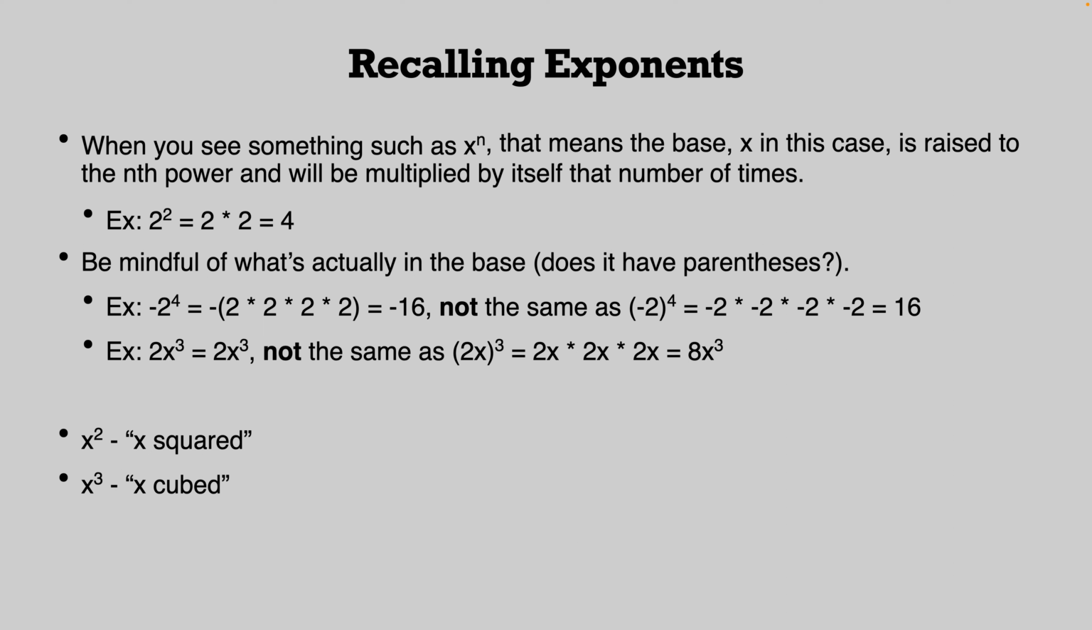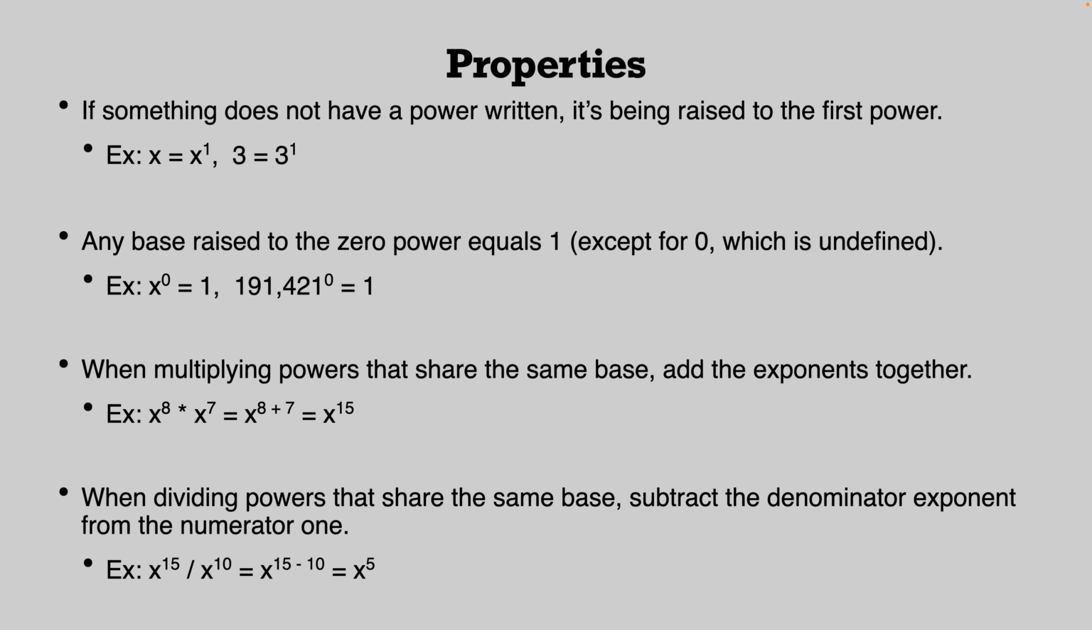Another example is when you have parentheses around a 2x, that means the 2x is being raised to the third power, so it's going to be multiplied by itself 3 times, leading to 8x cubed, rather than if you just had 2x cubed, where the x is the only one being cubed. And when I say cube, that refers to when you see something to the third power, and when you see something to the second power, that's called squared, which you can see at the bottom. So now, with that, we can get on to the properties.